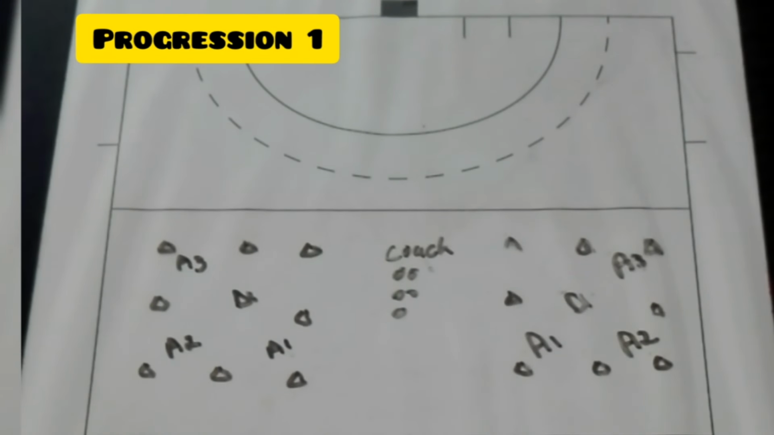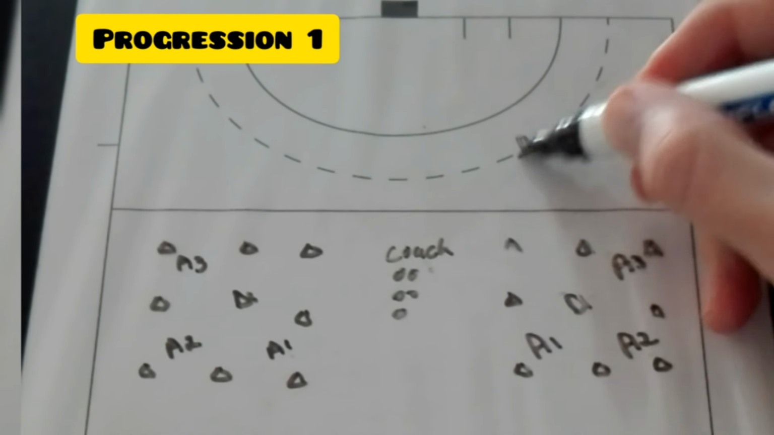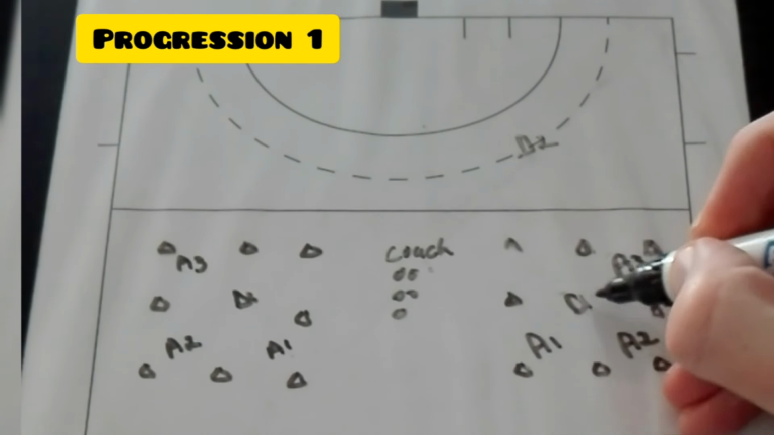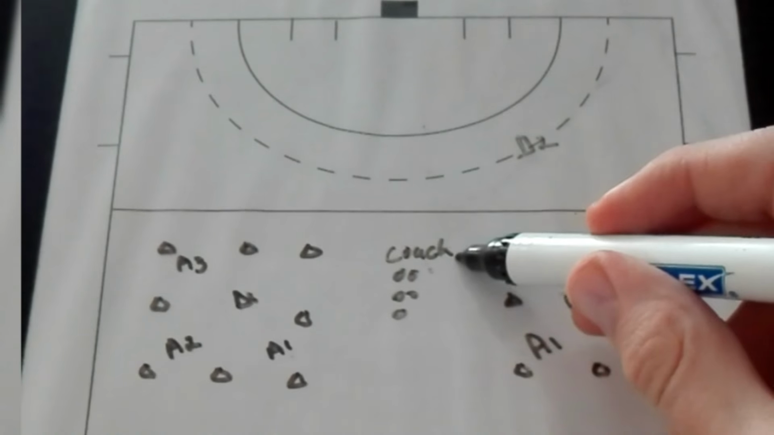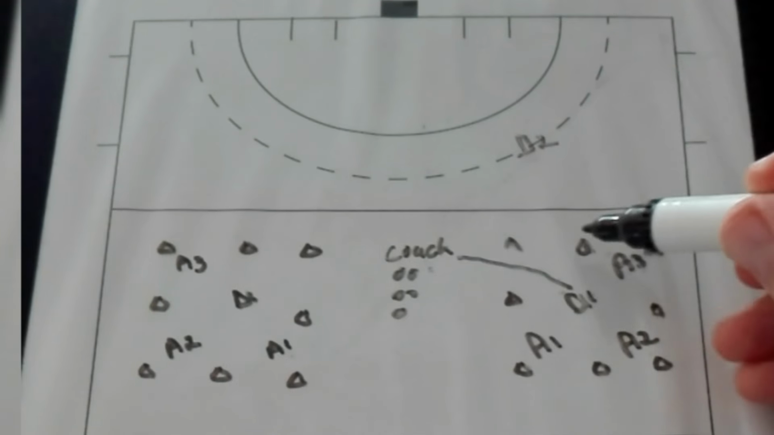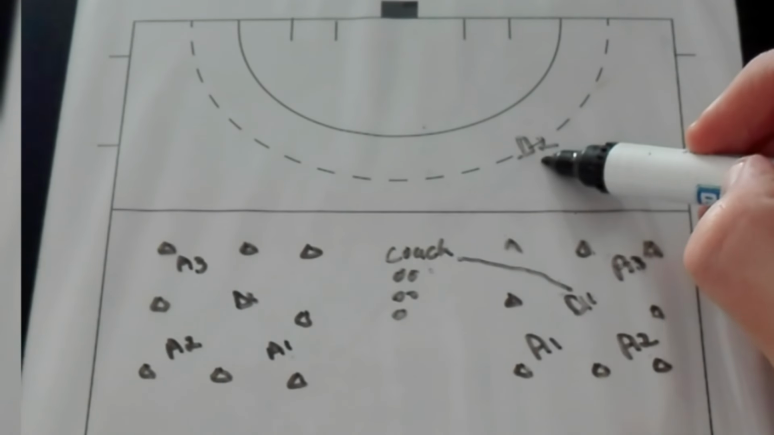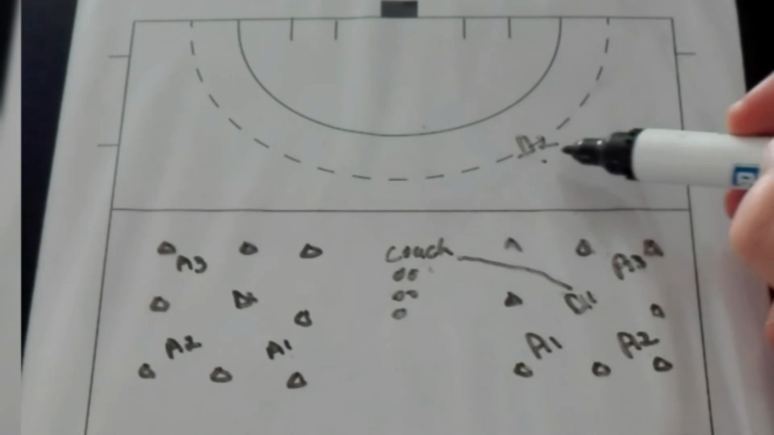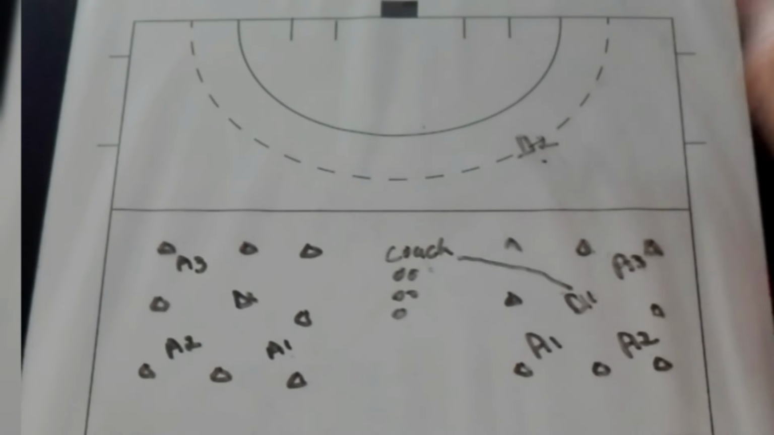So one of the progressions you can do is put a defender over there. So this will be defender number 2, defender number 1. The coach will pass the ball into the pocket. Exactly the same happens. Now if the attacker gets the ball, they're going to attack against one defender. They're going to try and eliminate this one defender by passing, and they're going to try and score.